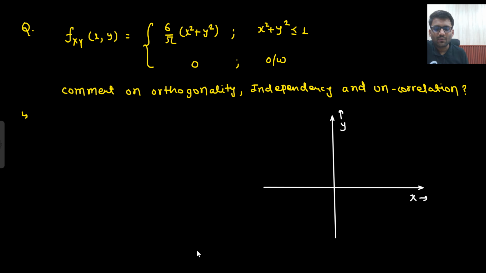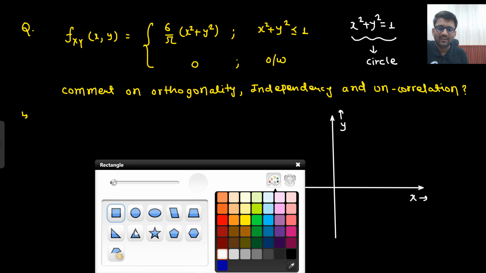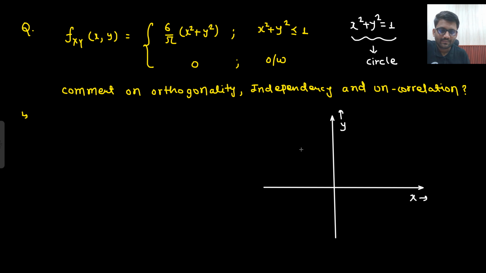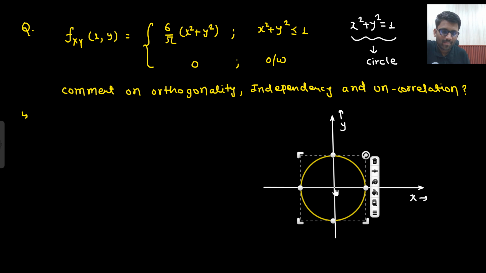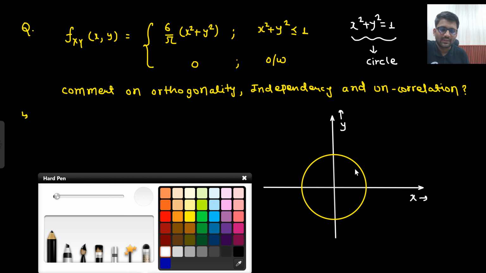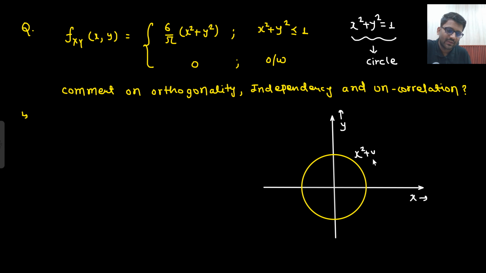What do you think I will do? x square plus y square should be less than 1. So first I will make the graph of x square plus y square equals 1. What is this? This is a circle, right? I hope you know this is a circle. But what they are saying is x square plus y square should be less than 1. That means this particular region will come. Basically, x square plus y square should be less than or equal to 1.